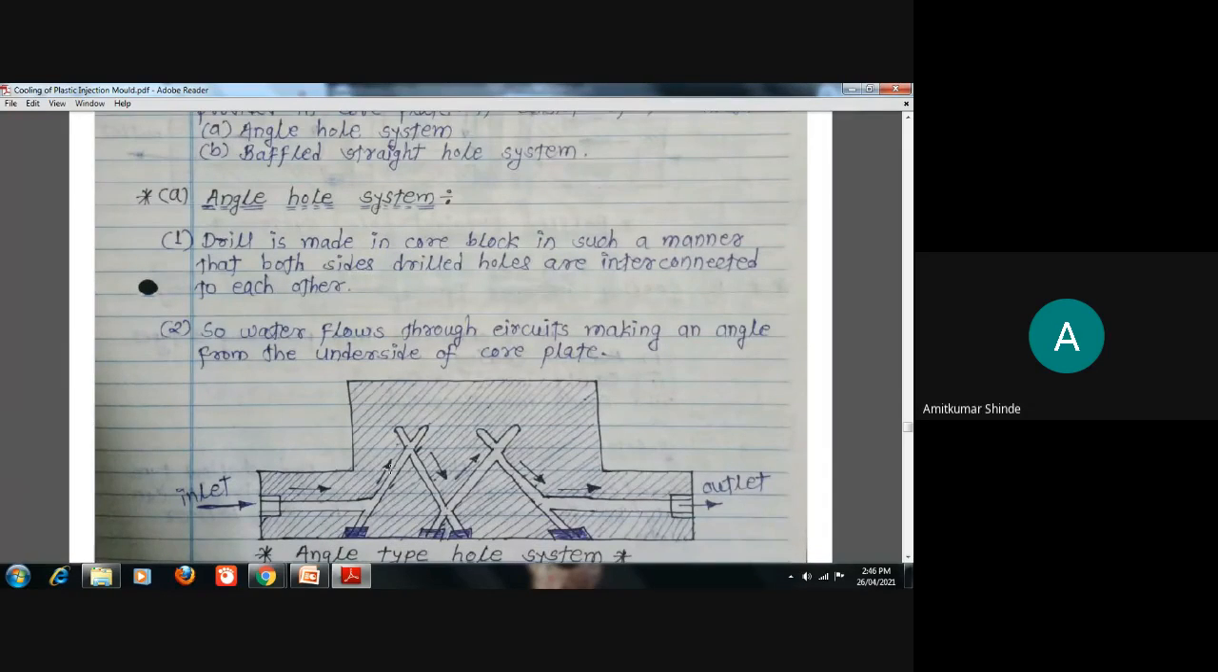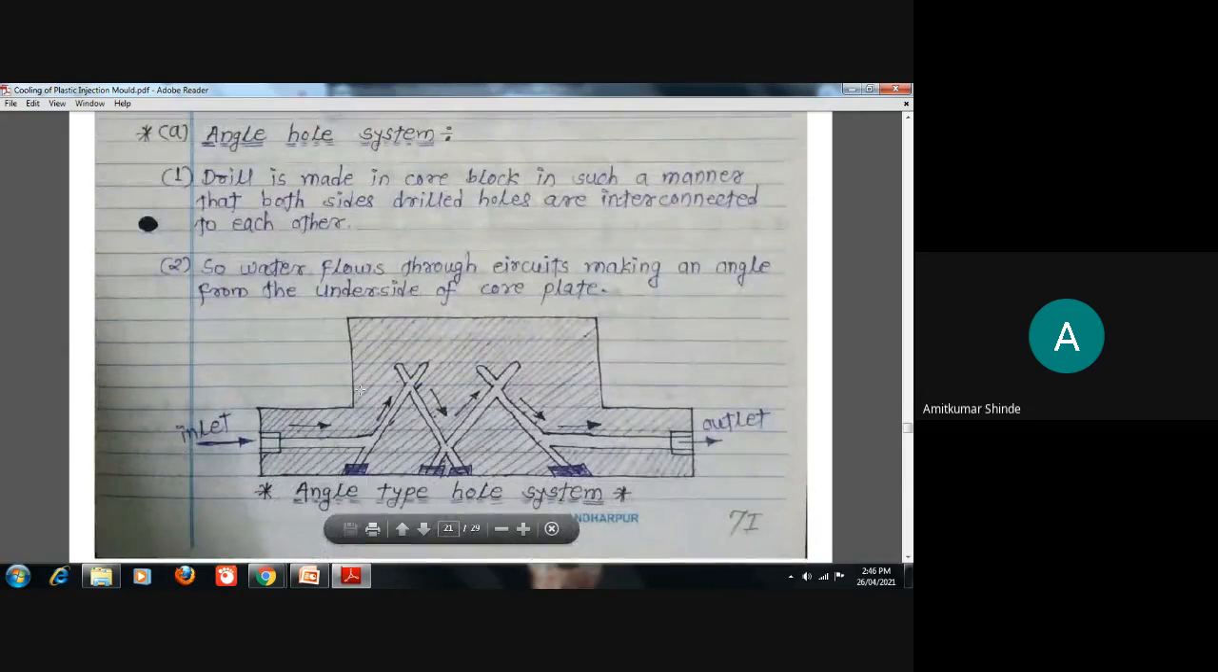Now, while this water is flowing, the holes are made in such a way that these holes will make an angle to the underside of this core plate. It will make an angle here. Simply you can understand from this diagram. Water will enter from this direction, and it will make an angle to the underside of this core plate.